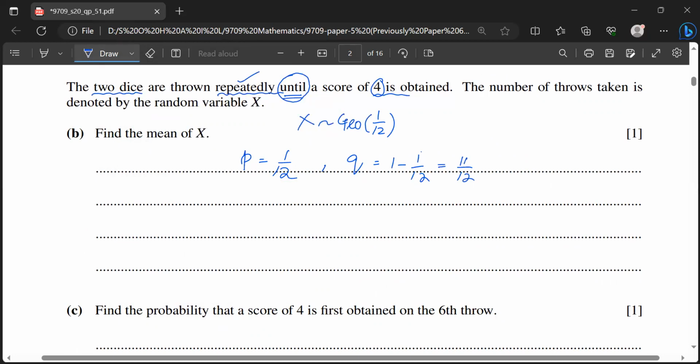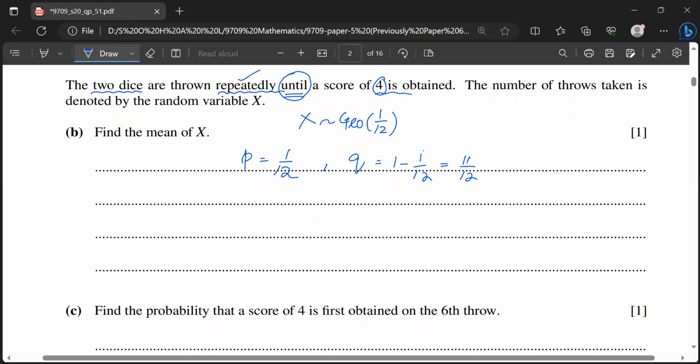For the geometric distribution, the mean is the expected value. The expected value of X is equal to 1 over P, that is the formula. So the expected value of X is 1 over 1 over 12, so the mean is equal to 12. Simple calculation. One thing is clear, that this is a question of geometric distribution.